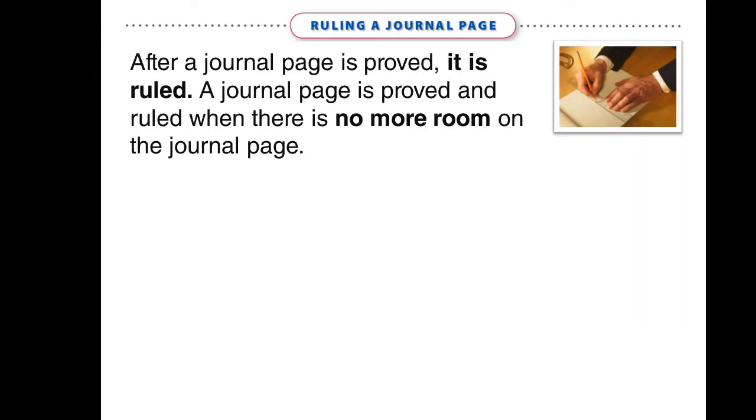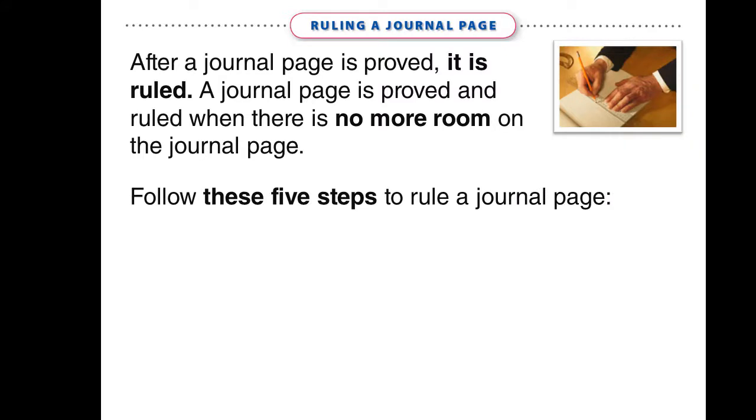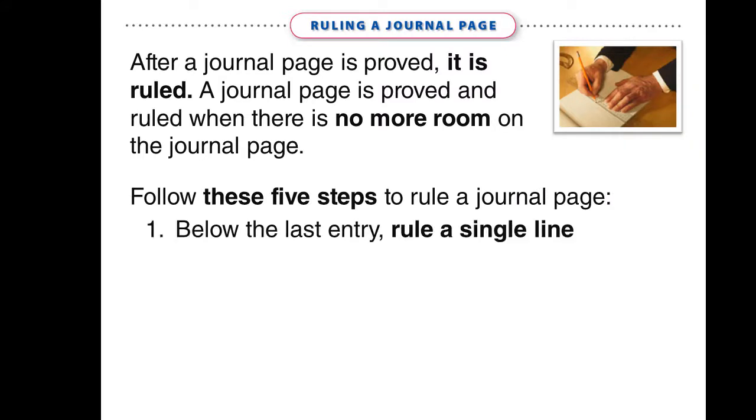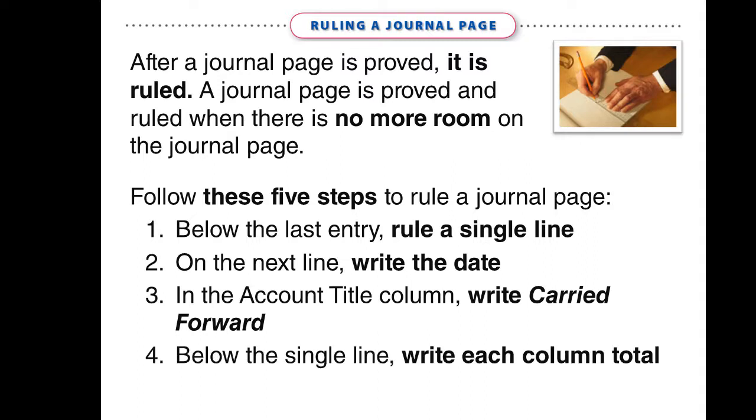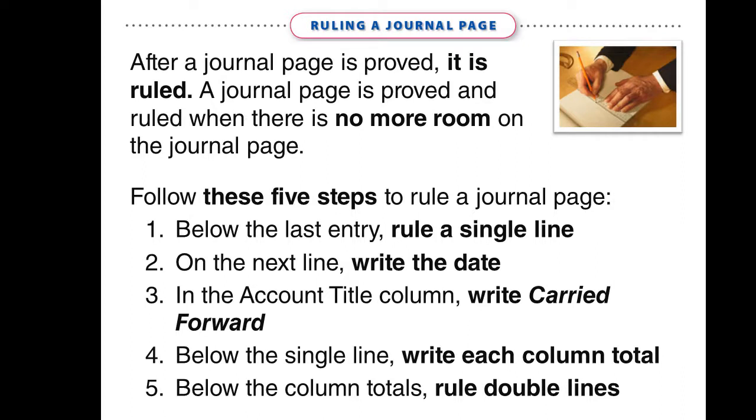We rule journal pages when there's no more room left on the page. The last line in the journal must be reserved for this process, and there are 5 steps to doing it. The first step is to draw a single line under the 5 columns of the journal. On the next line, you write the date. You write carried forward in the account title column, your column totals, and then you end with a double line.